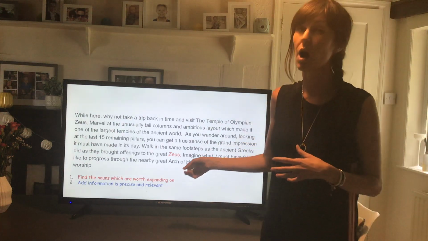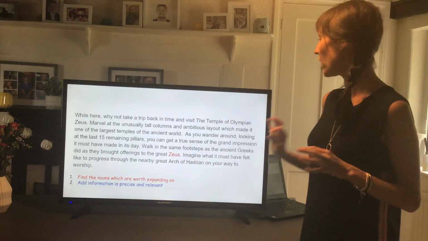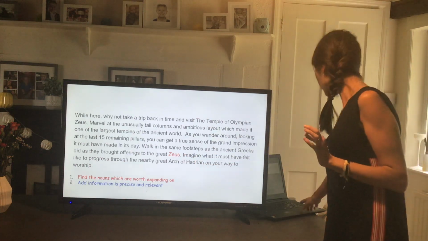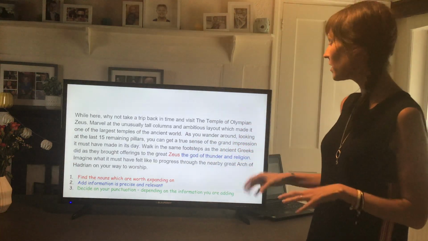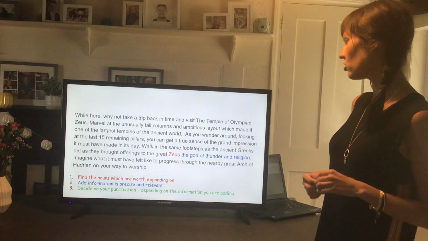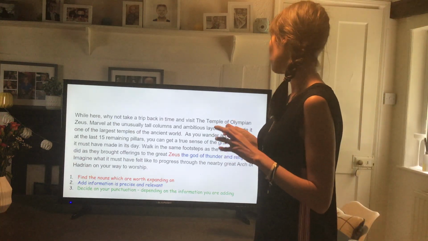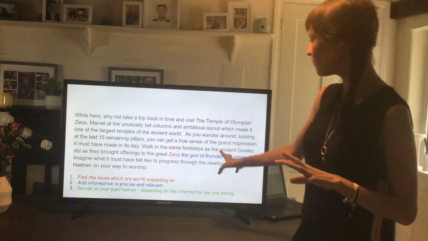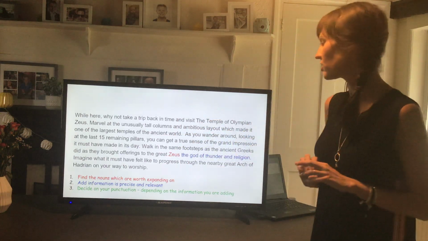So I had a little look up some information about Zeus before this actually, and I've decided that I'm just going to go with something really simple, the fact that he is the god of thunder and religion. I'm just going to see if that fits. So walk in the same footsteps as the ancient Greeks did, as they brought offerings to the great Zeus, god of thunder and religion. Nice. So finally, I've done the first bit, I've got my noun, I've added the information that's precise and relevant.